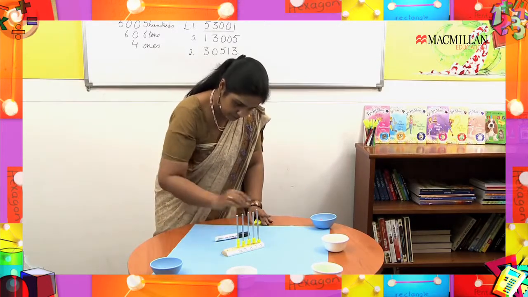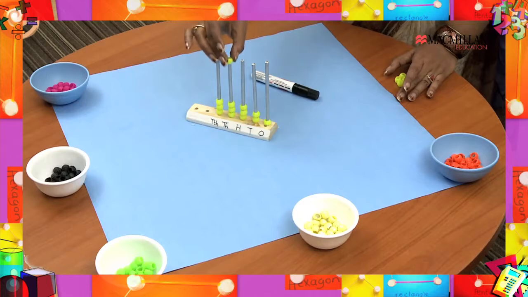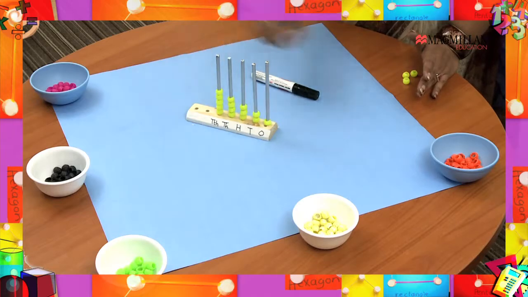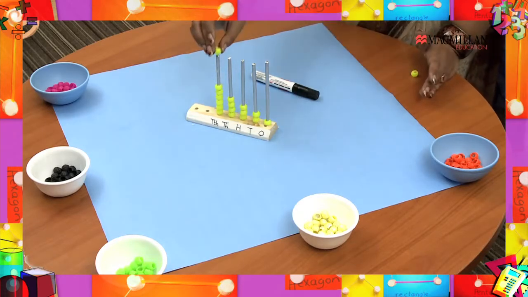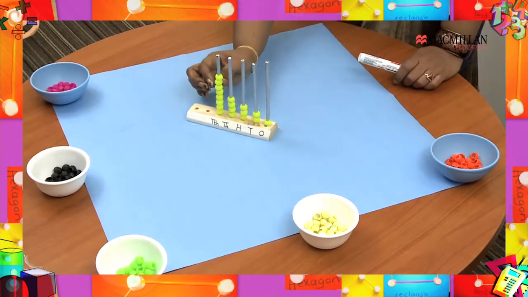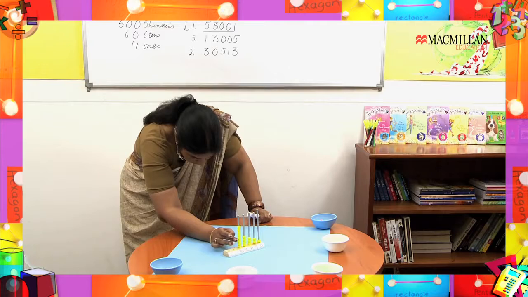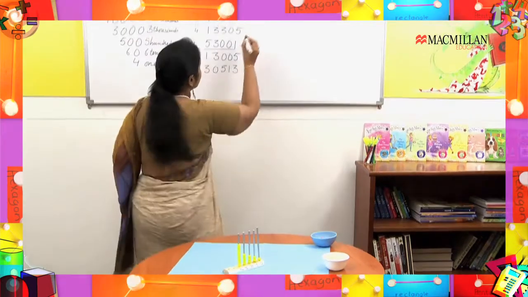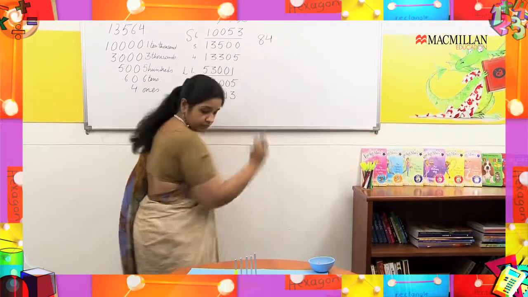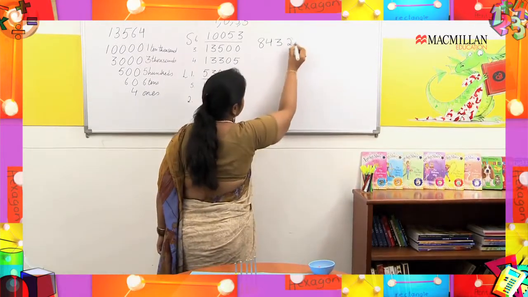So I will see if I can still manage. Supposing I decide I fix its position as 3, so I place 4 here. So I can place 5, 6, 7, 8, 9 here. So I have created a number. I have 8 beads here, 4 beads here, 3 beads here, 2 beads here and 1 bead here.